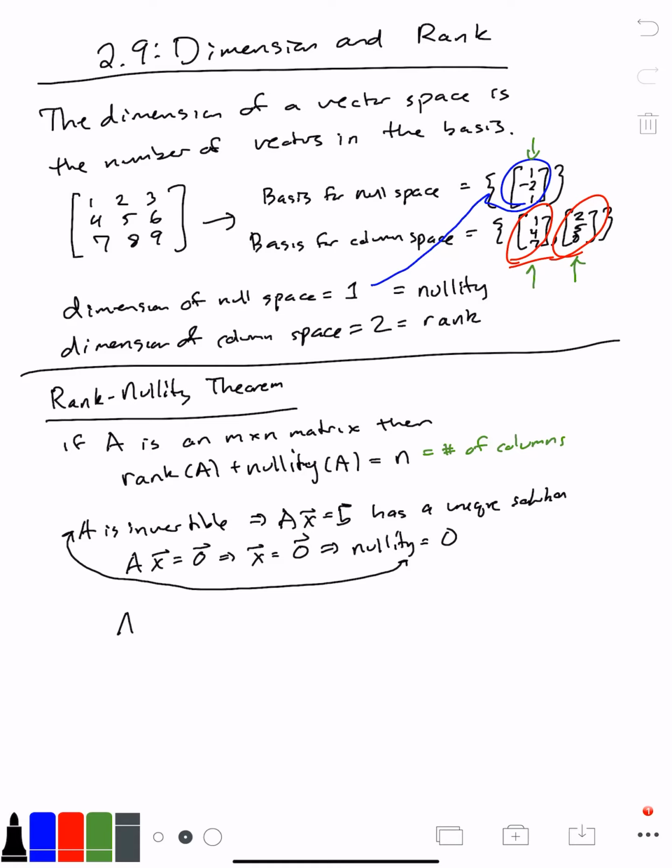So what if I told you that A is a 3 by 5 matrix. Now I don't know any of the numbers at all. All I know is that there's going to be 3 rows and 5 columns.